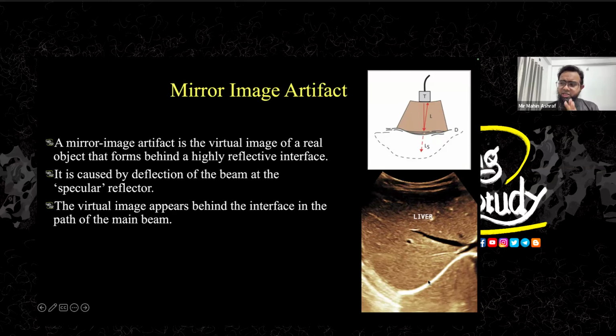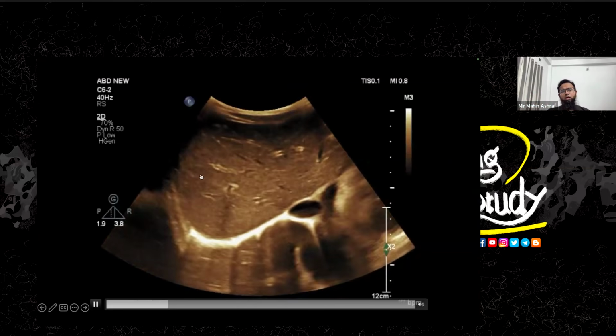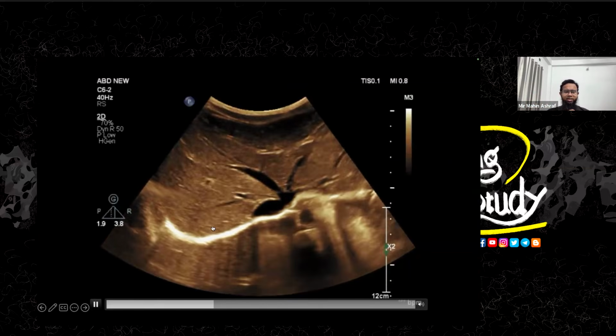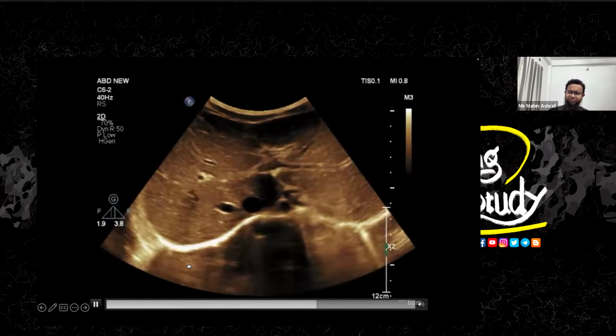So when you are putting the visceral pleura or parietal pleura, whatever, when you are putting the pleura with the diaphragm, these two surfaces make a mercury-like or mirror-like thing. So it creates the mirror image artifact. Let me show you. So here you can see the diaphragm, and this is the liver. You can see the similar texture, similar blood vessels here. So this is the mirror image artifact.